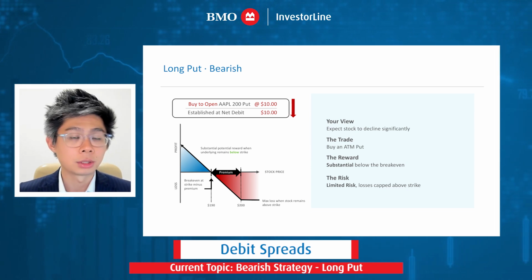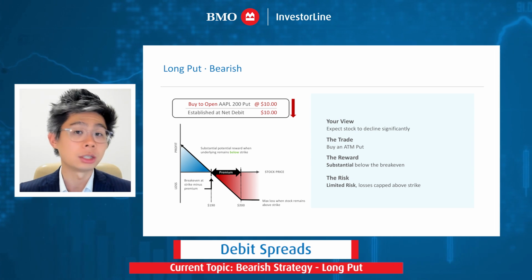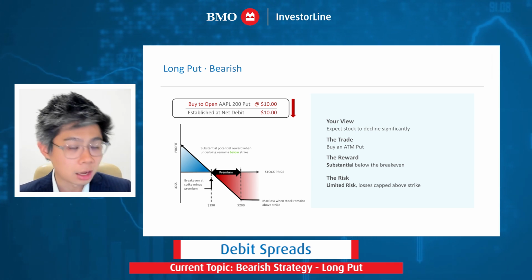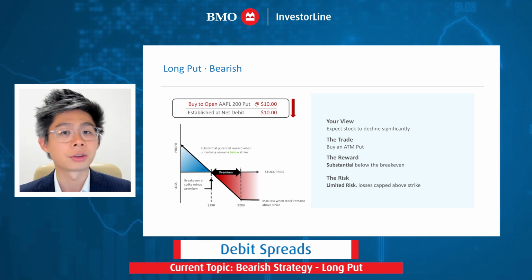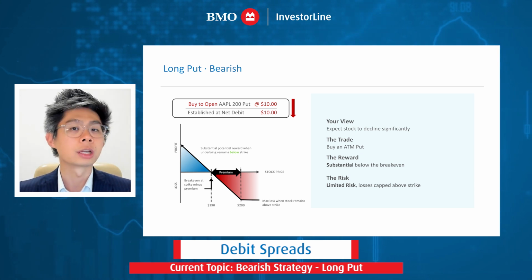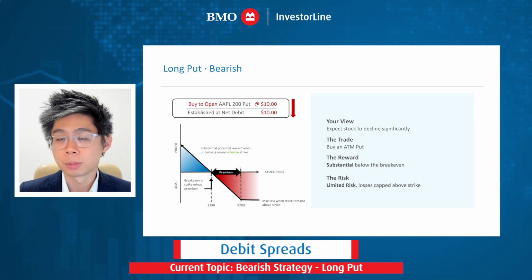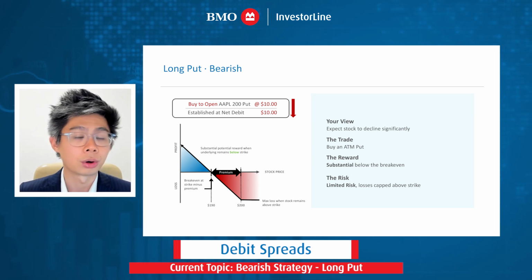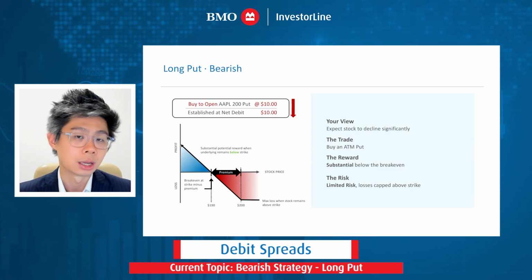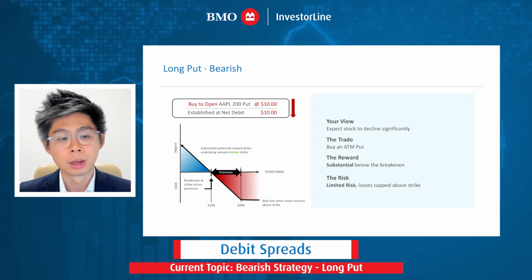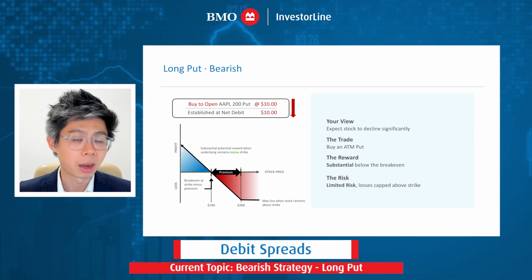And a lot of times the attractiveness of this specific strategy is the fact that you can take this substantial downside exposure to Apple if it were to decline significantly, in exchange for risking a small percentage of the stock's value to take that bearish exposure. $10 out of a $200 stock equates to only roughly 5% of the stock's value that you're risking to have this bearish exposure.